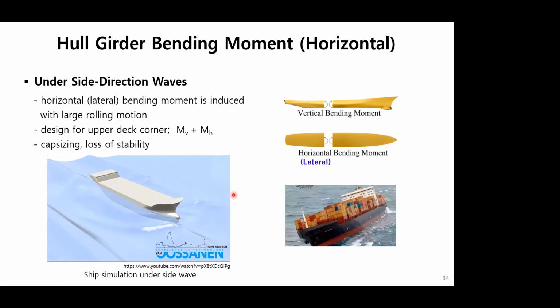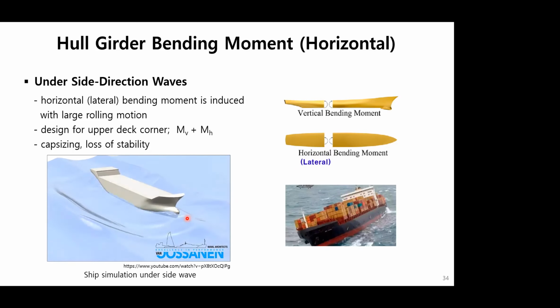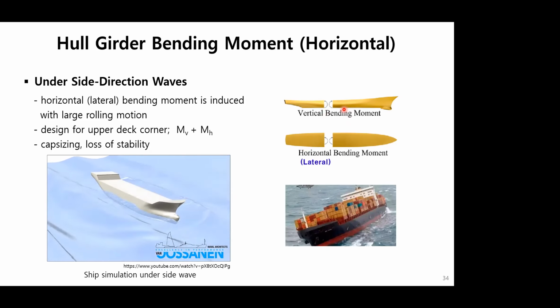Moreover, this horizontal bending moment is coupled with the vertical moment, so the stresses at the upper deck corner may become seriously large. Sometimes, rarely though, it causes the ship to suffer from loss of stability and finally capsizing. This photo shows a large container ship suffering from big side rolling with side waves.